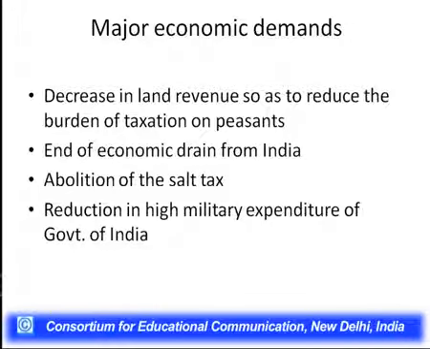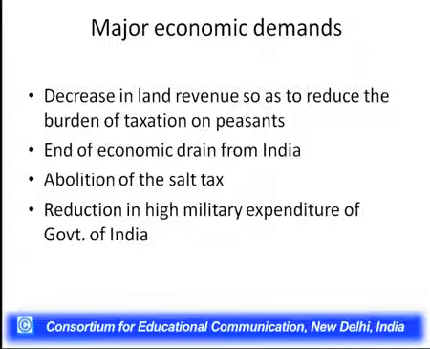So when you see the major economic demands which were raised by the moderates, they were arguing for the peasants, where they were arguing that land revenue should be reduced. They were also arguing for the other sections of the society. For example, the abolition of the salt tax, which was some sort of a drain on everybody.